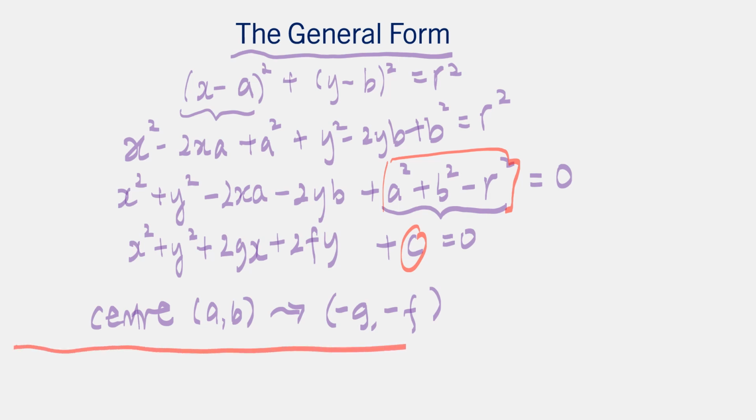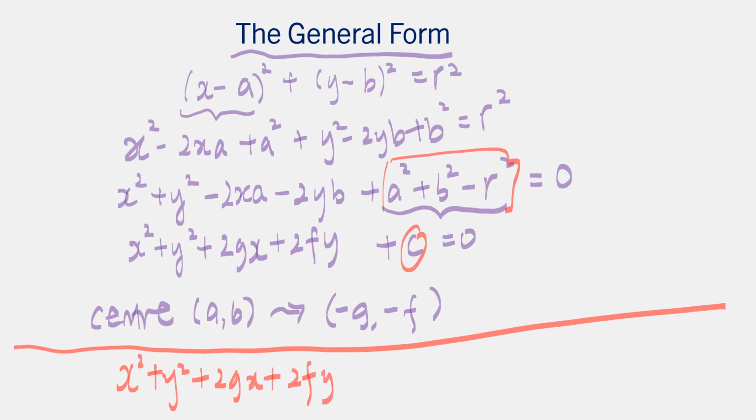Let me draw a line here. So the new formula has become x squared plus y squared plus 2gx plus 2fy plus c equals 0, where your center now becomes negative g, negative f. Then how about the radius? How do you find the radius?